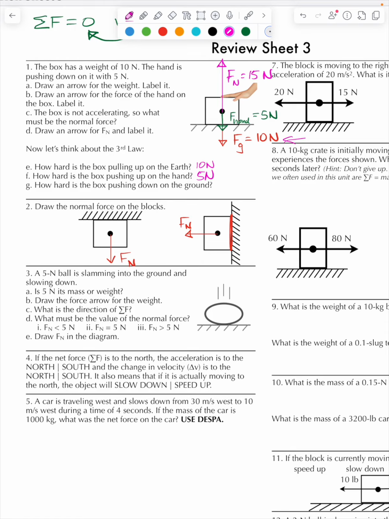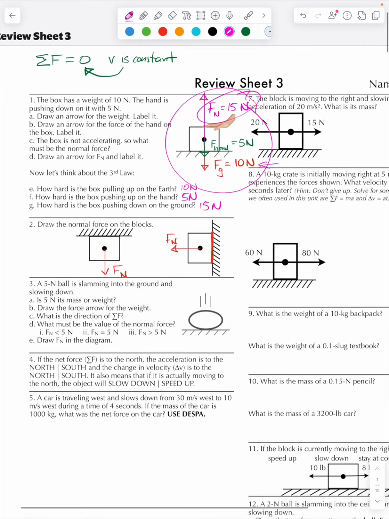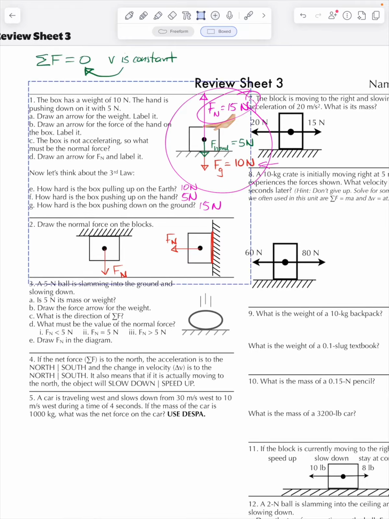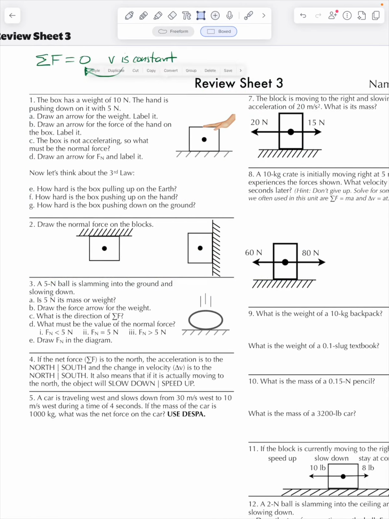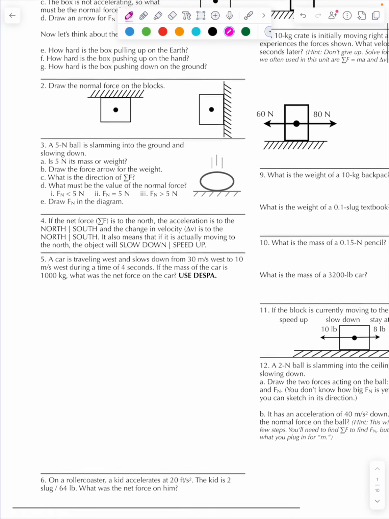How hard is the box pushing down on the ground? Okay, that's a little bit trickier. So I'm looking for how hard the box is pushing down on the ground, but to figure that out, I need to know how hard the ground is pushing up on the box. Well, which of those three represents the force of the ground pushing up on the box? That one. So it's 15 newtons. Okay, again, I apologize for spending so much time going over that, but some of you might find it useful. Let me go ahead and erase this to get out of the way for the next problems. Okay, let's move on to number 3.